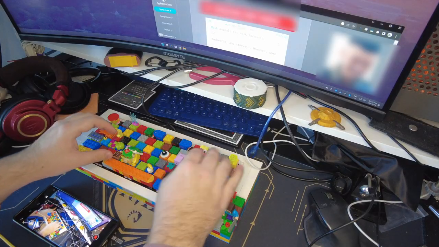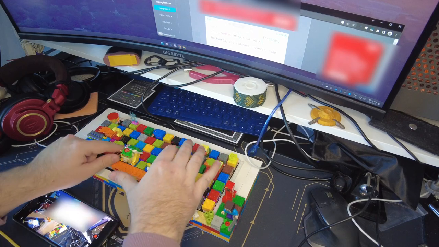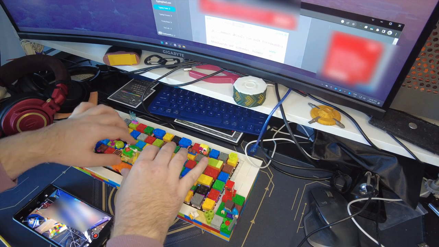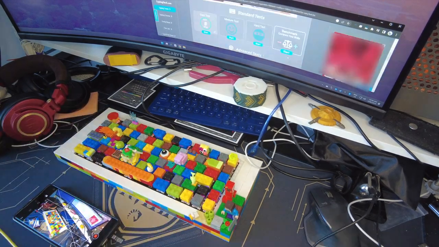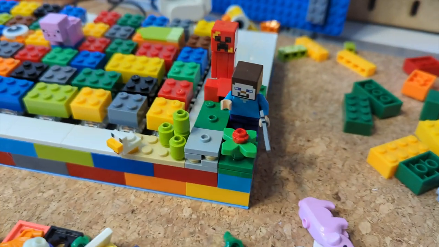I added a heap more random things off camera as well, just so that I could make it as silly as possible. Now, this is an anti-ergonomic mess, I know, so leave a comment below with how many words per minute you think I got. The answer was an astounding 8 words per minute. Anyway, here's some more final shots of the keyboard.